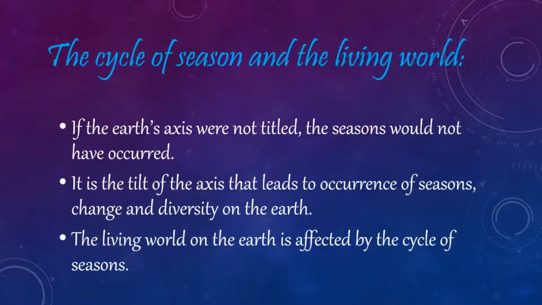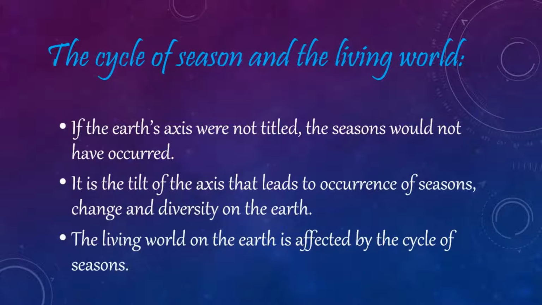Now let us see how the cycle of seasons affects the living world. If the Earth's axis were not tilted, the same climatic conditions would have prevailed throughout the year. The seasons would not have occurred. It is the tilt of the axis that leads to the occurrence of seasons, change and diversity on the Earth. The living world on the Earth is affected by the cycle of seasons.